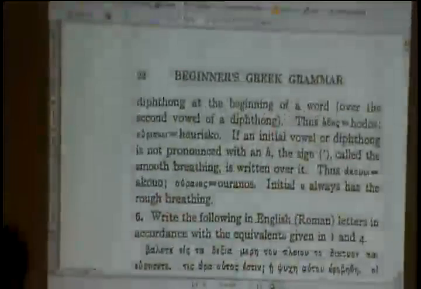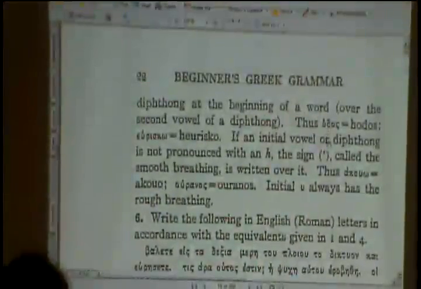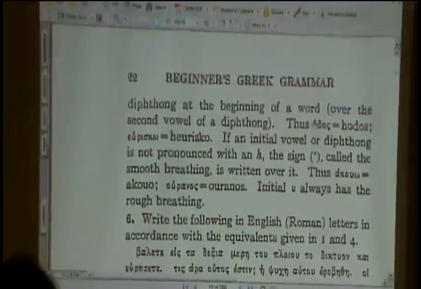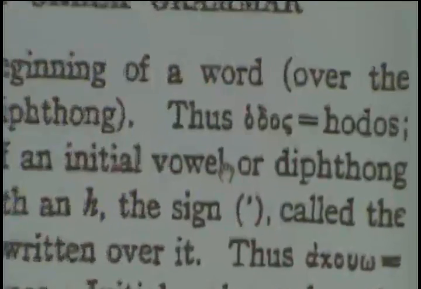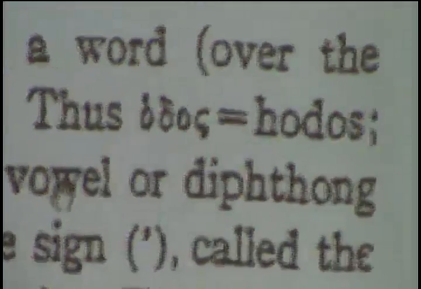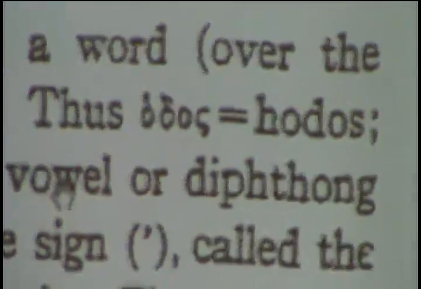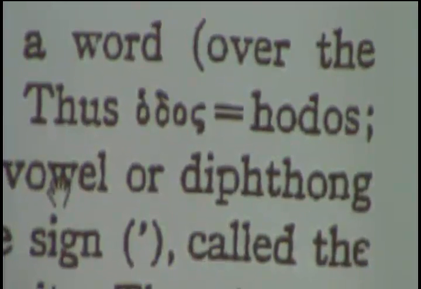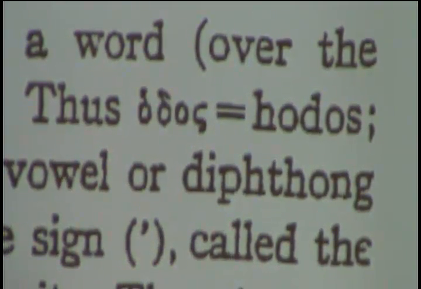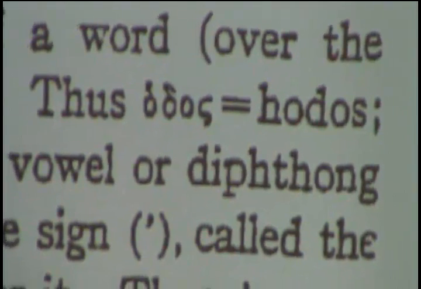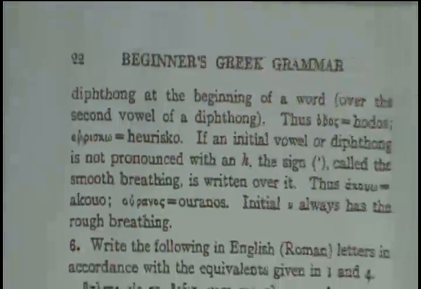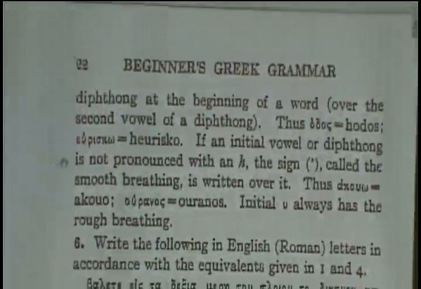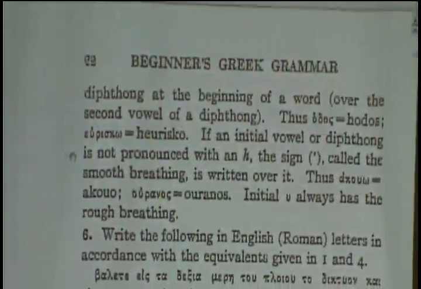For instance, here's an illustration. That's horos. You see this rough breathing here on the top? This little comma? That's a rough breathing. We pronounce that horos. Not oros, but horos. Rough breathing, horos. Now here, it's normally aoristo, but see the rough breathing here over the upsilon? Heristo. Get that?